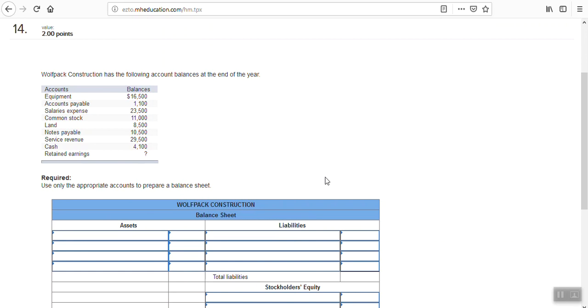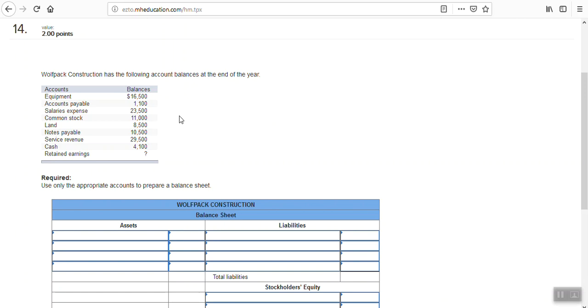So the first thing we need to know is what kind of accounts are listed on a balance sheet. When you study chapter one, you should discover that asset accounts, liability accounts, and equity accounts are all listed on the balance sheet. There'll be some times when you'll have a list of accounts that are other types of accounts, but in this case we want to do assets, liabilities, and equity.